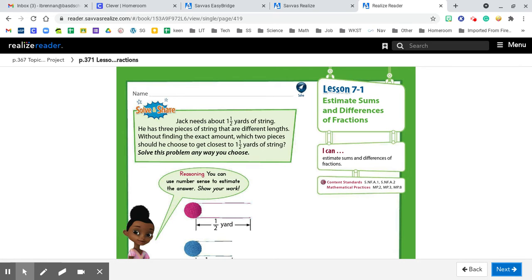All right, we're going to start lesson 7-1, estimating sums and differences of fractions. I can estimate sums and differences of fractions.